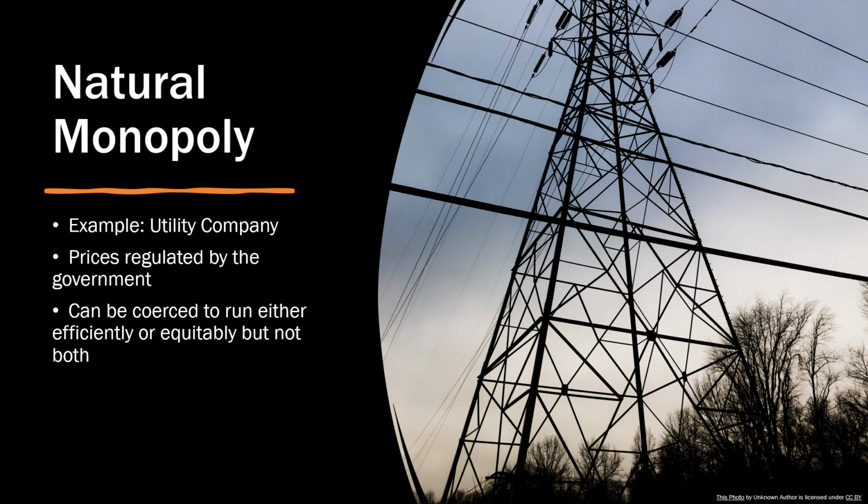They can be coerced into operating equitably, where the average revenue and average cost curves meet. But this can result in the natural monopoly operating at a loss of efficiency. There is simply no situation in which both efficiency and equity can be met for a natural monopoly. Choosing one sacrifices the other.